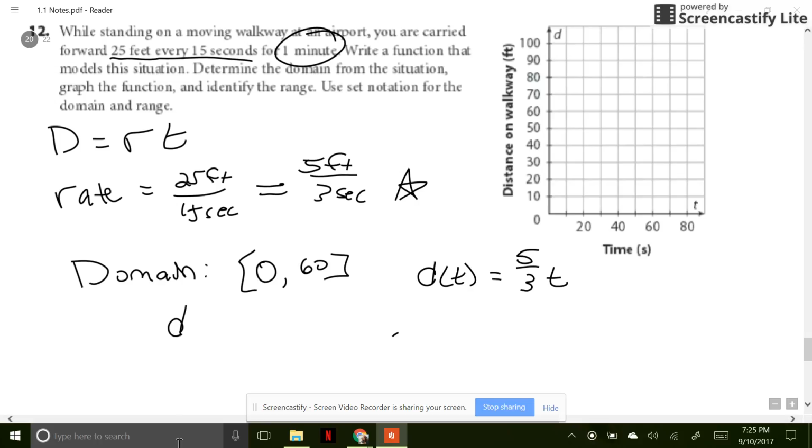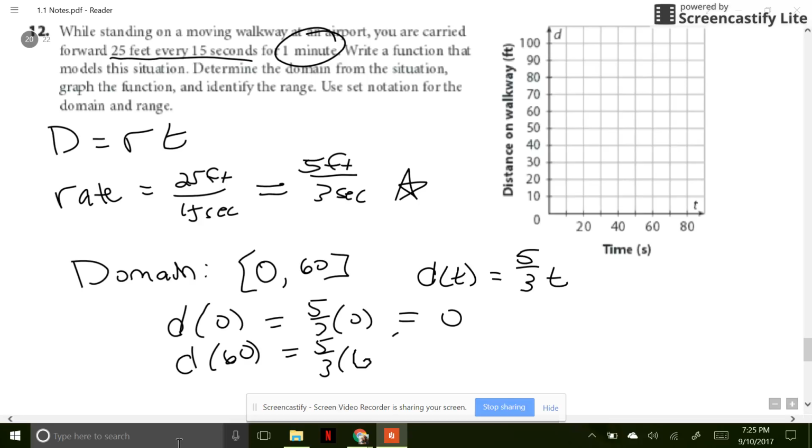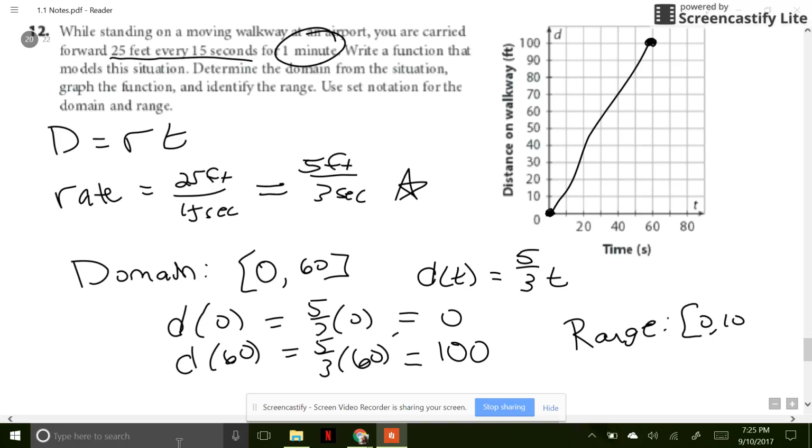So we'll take d of 0, so 5/3 times 0, which is, of course, 0, and d of 60, which means we take 5/3 of 60, which turns out to be 100. So at time 0, it hasn't gone anywhere, and then at time 60 seconds, we've traveled 100 feet. And so then your range would be from 0 to 100. And I think that's just about it for this section.